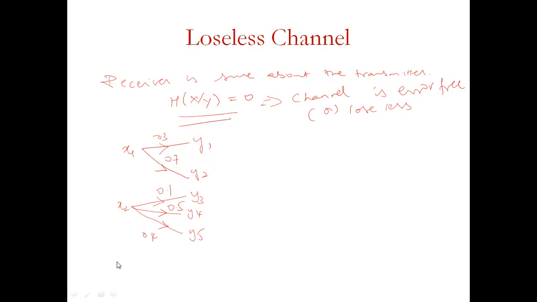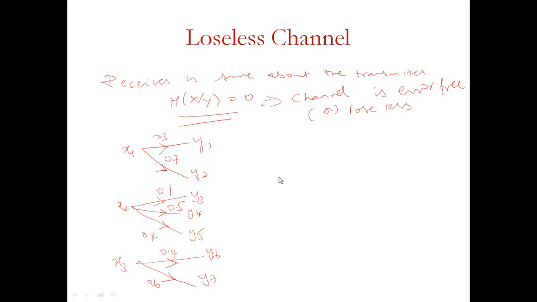So whenever you see a channel in which the receiver side is sure about the transmitter side, you can directly say the channel is a lossless channel. The channel representation for this channel is an example I have just written here.